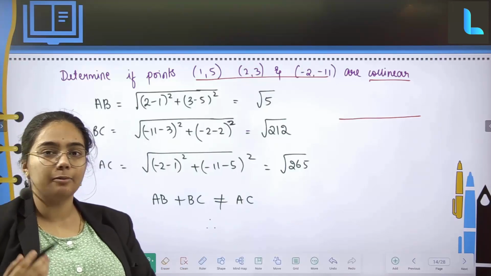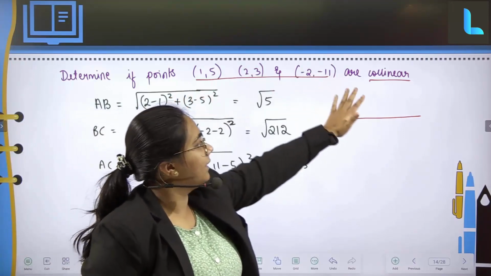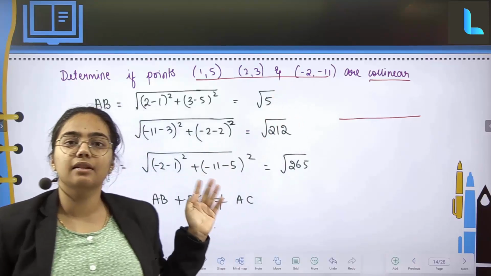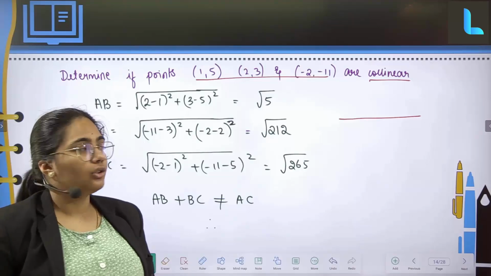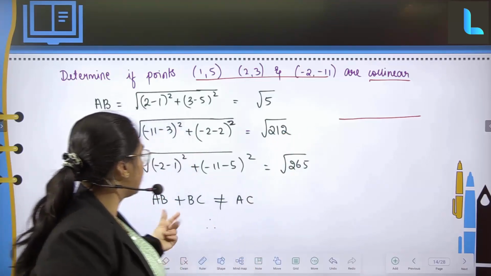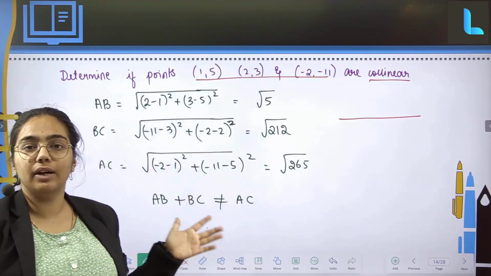Even the same question can be framed differently: rather than the word collinear, they can say find out if the points are going to fall on a line. So what does that mean? It is nothing but AB plus BC is equal to AC.